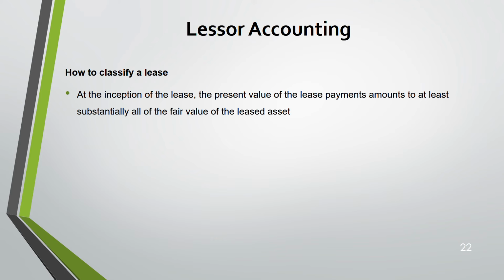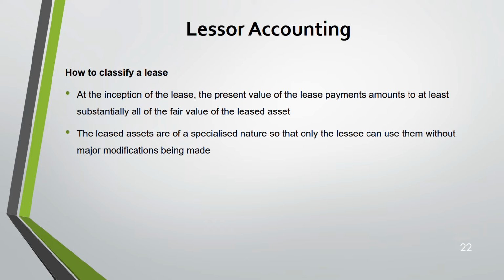Third point that says it's a finance lease. At the start of the lease, the present value of the lease payments is at least substantially all of the fair value of the leased asset. Fourth point, leased assets are of a specialized nature that only the lessee can use them. If the lessee does not use it, another person will not be able to use it because it is only for the lessee. So it's a specialized nature only for the lessee and without much modification.